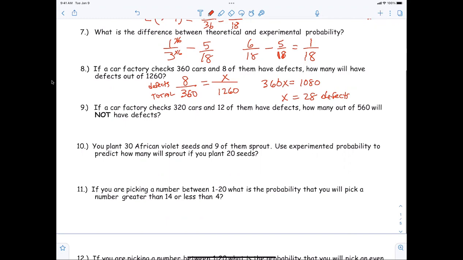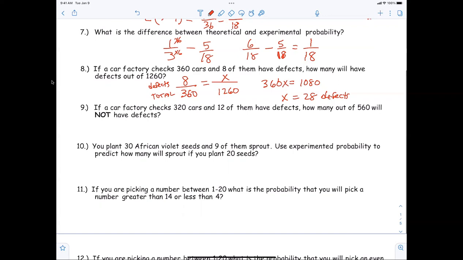What if you did 1,260 divided by 360 and then multiply? How many 360 go into 1,260? Well, but is that the right answer? Try that on your calculator. See what I'm saying? That doesn't work. Do you agree? Yeah.